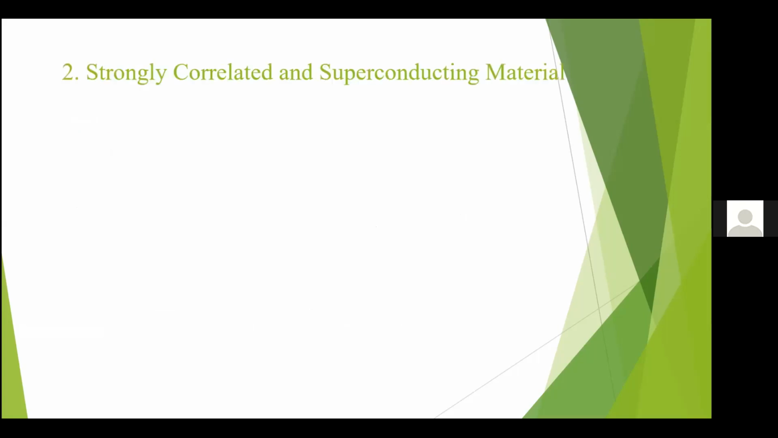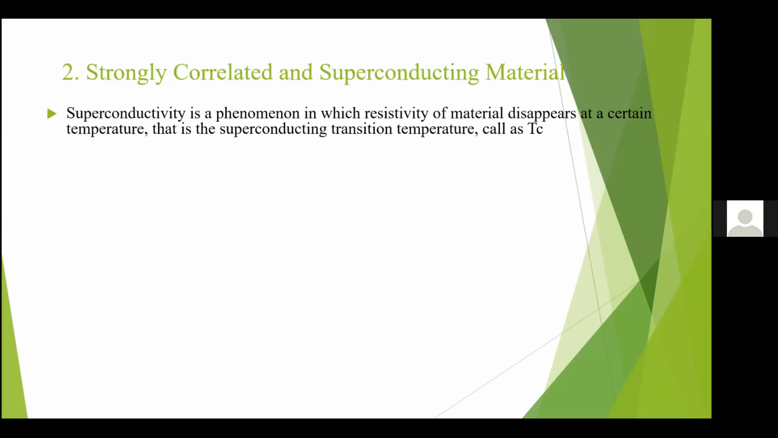Second, I want to do section 6, strong correlation and superconducting material. First, I want to define superconductivity. It is a phenomenon in which the resistivity of a material disappears. This happens below a certain temperature, which is the superconducting transition temperature called TC.